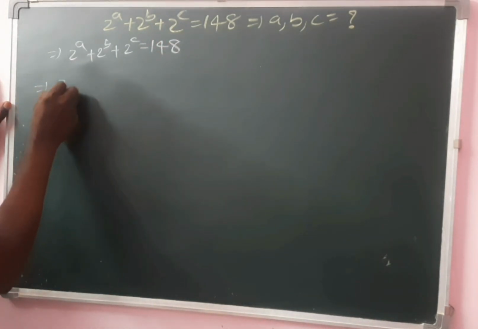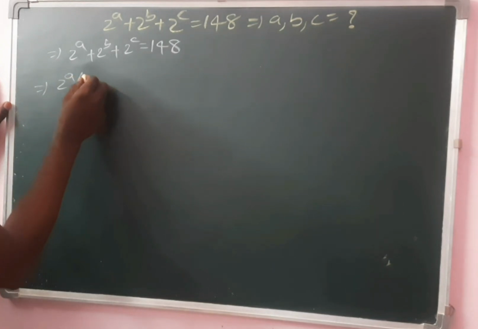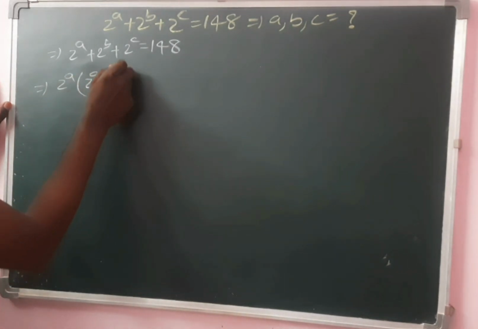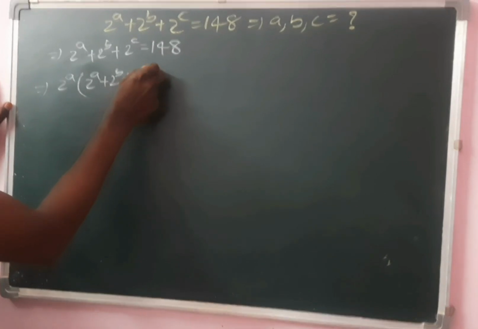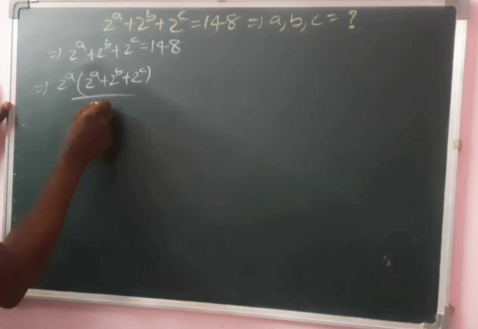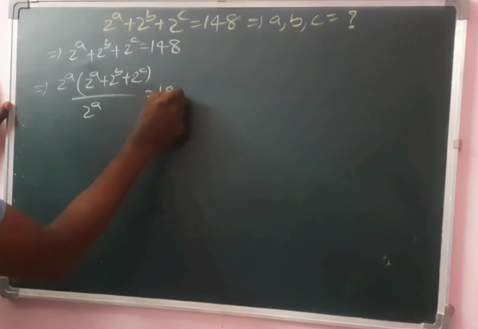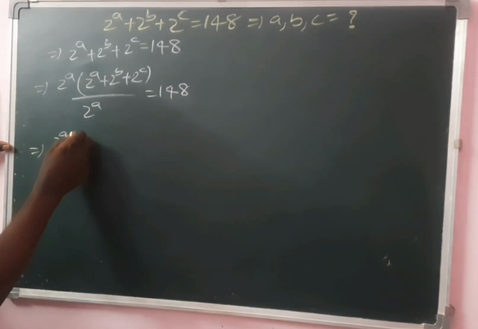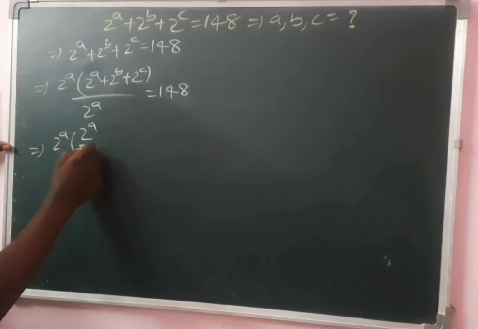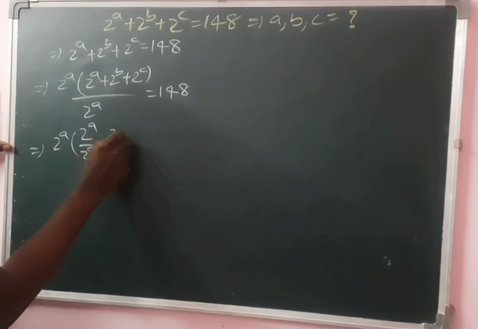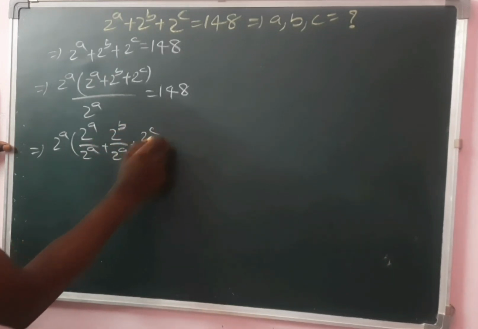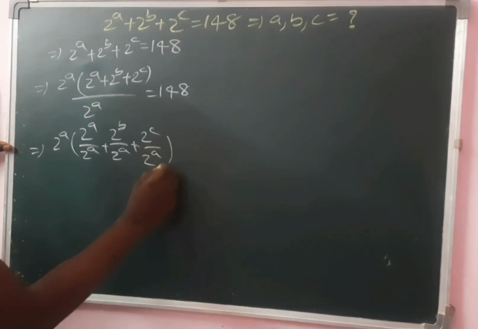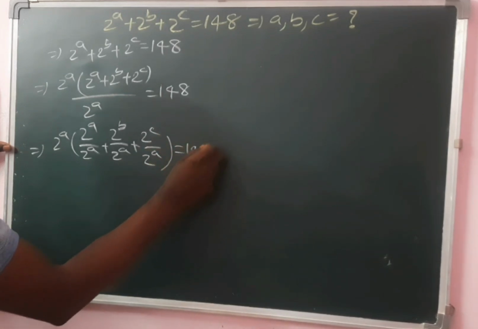ఇప్పుడు దీన్ని 2 to the power of a తోని మల్టిప్లై చేద్దాం, అదేవిధంగా 2 to the power of a తోని డివైడ్ చేద్దాం. సో 2 to the power of a plus 2 to the power of b plus 2 to the power of c divided by 2 to the power of a equals 148. సో ఇప్పుడు దీన్ని 2 to the power of a into 2 to the power of a by 2 to the power of a plus 2 to the power of b by 2 to the power of a plus 2 to the power of c by 2 to the power of a equals 148.